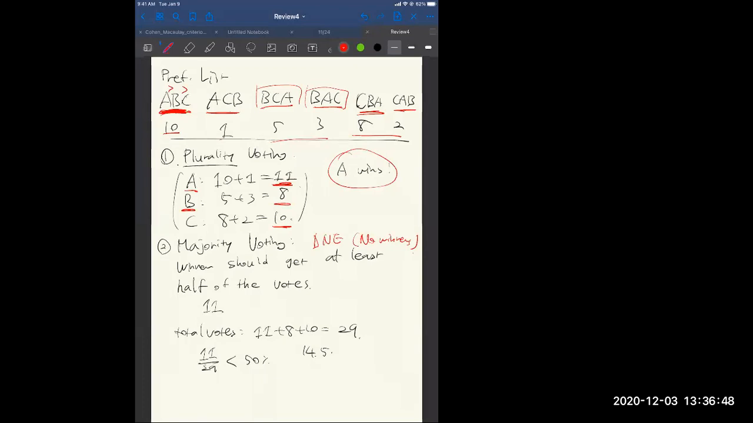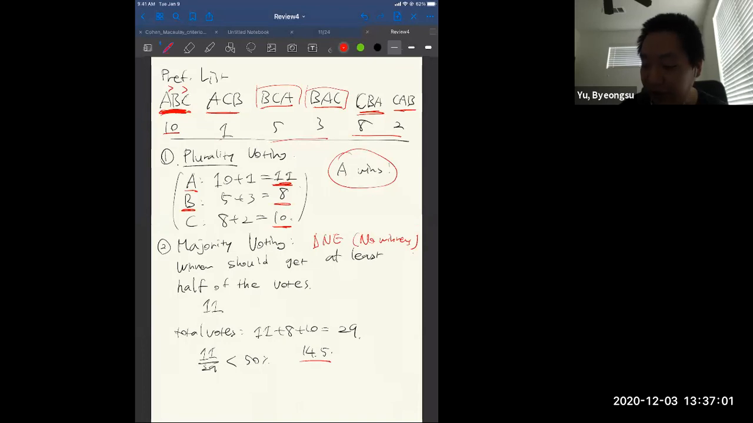For the majority voting, wouldn't it be half plus 1? Like if anybody did have half the votes, it'd be plus 1, right? Or is it just half? It should be greater than half. So in this case, if anyone got 15 points, then he wins. Okay.